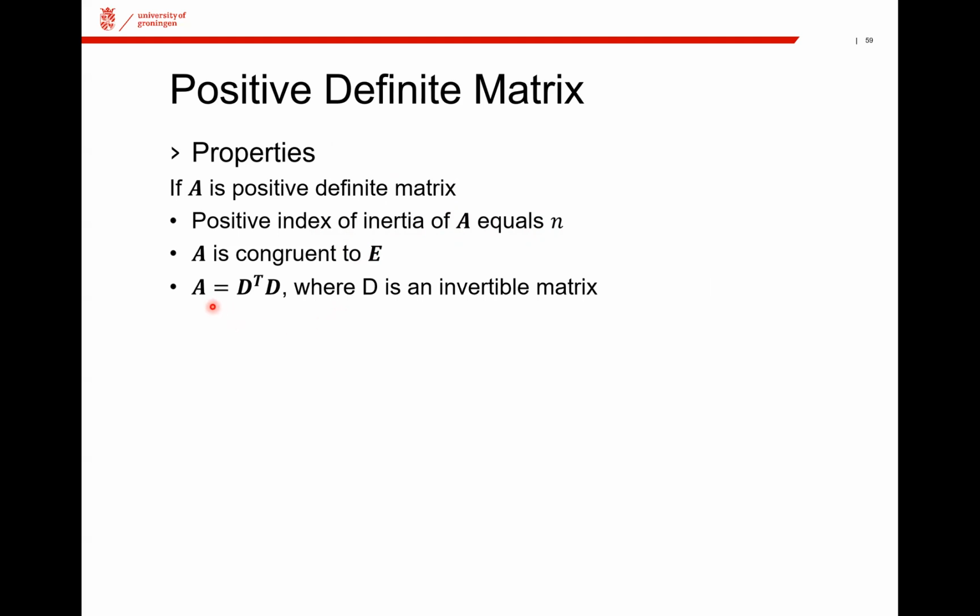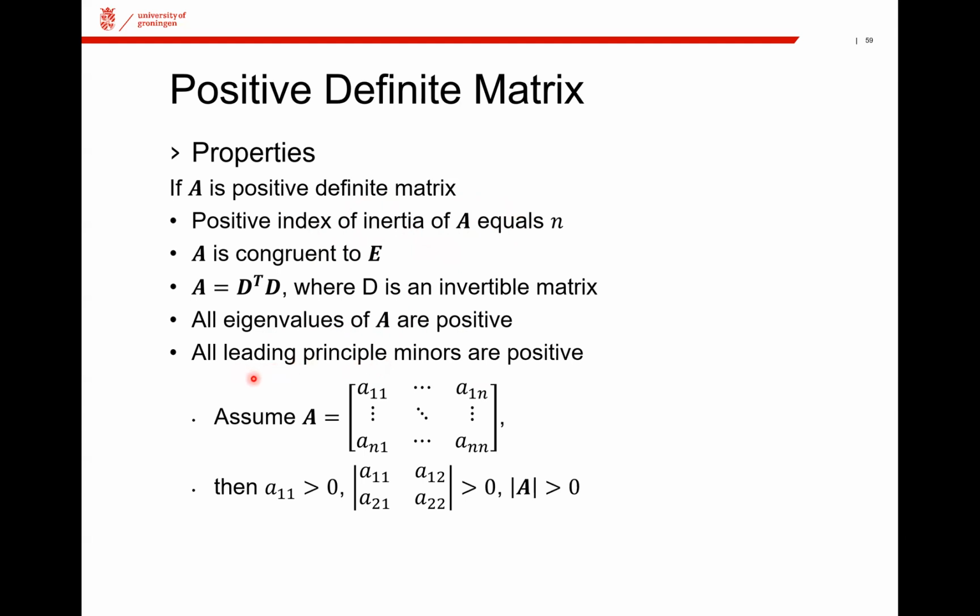And the third one, the matrix A can be written as a product of two matrices, the transpose of D and D, where D is an invertible matrix. The next one: all eigenvalues of A are positive. Basically, this is similar to this one.